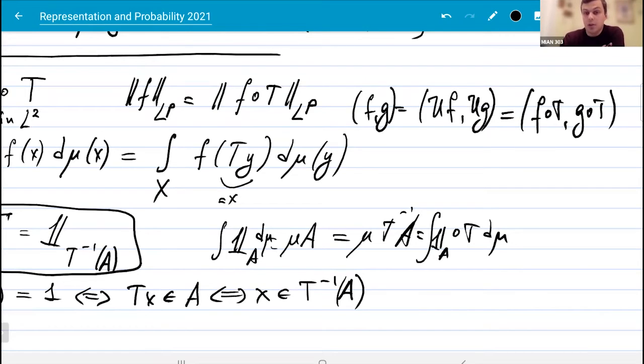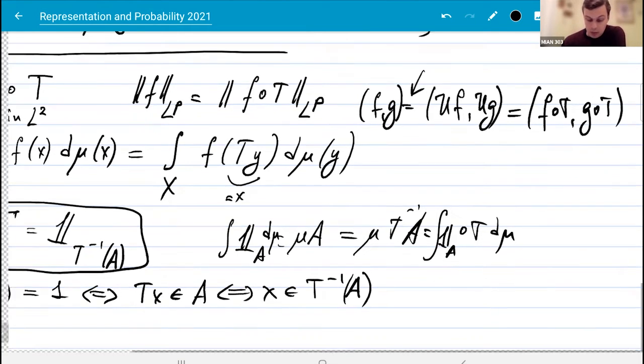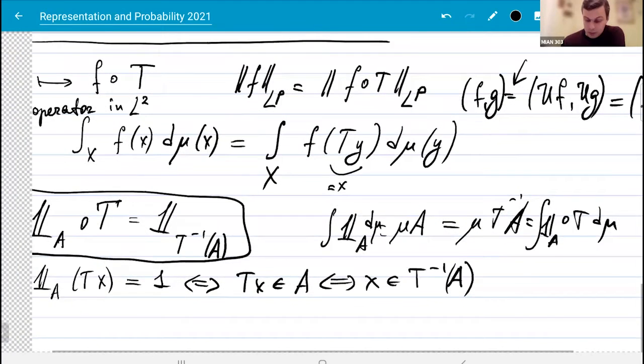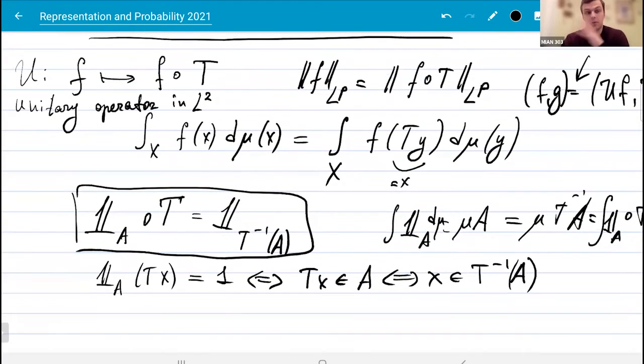So here, again, if you want to prove this, this is again just the change of variable in an integral. You can do it by yourself. Okay, so for example, this means that the norm of this operator U is not more than 1. Every function is not stretching under this operator.